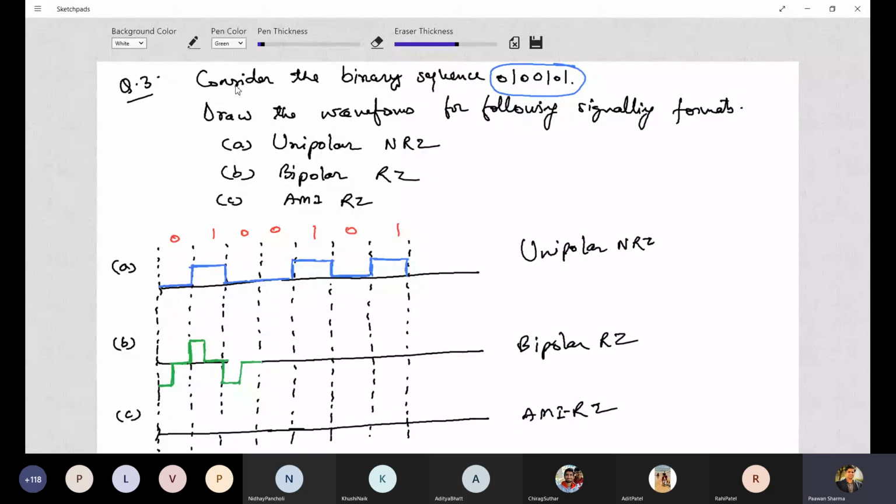So 0, then again it will go negative, and then like this. Now it will take positive, return to half, then go like this. For 0 it will be negative, return to 0, and then your final bit 1 like this. So this will be your bipolar RZ. I hope it is also clear, everyone.